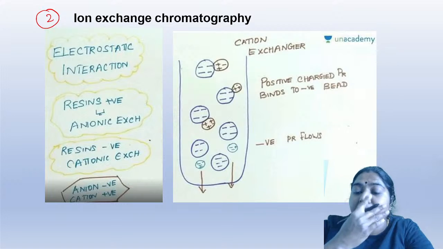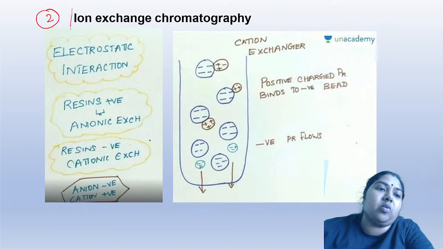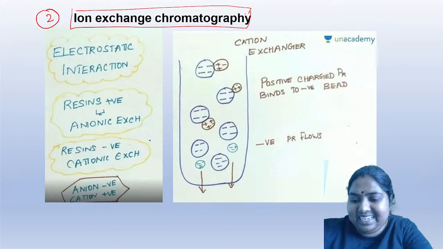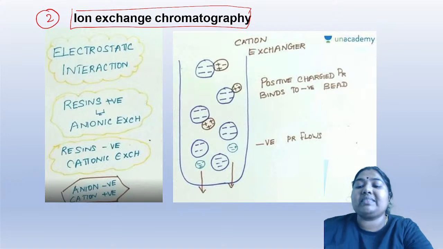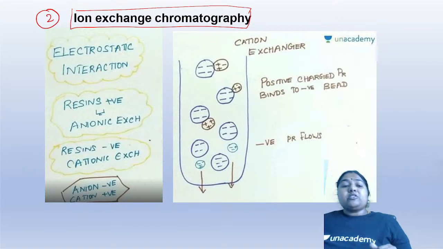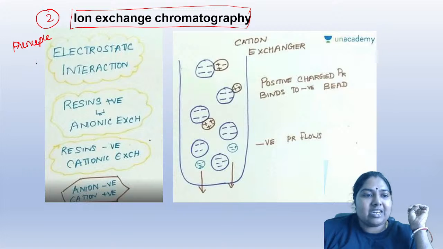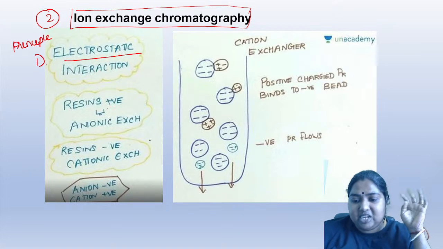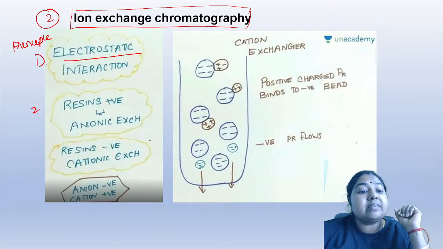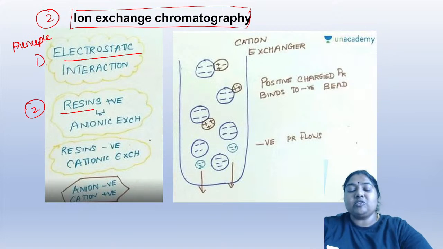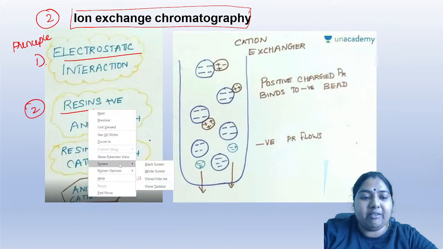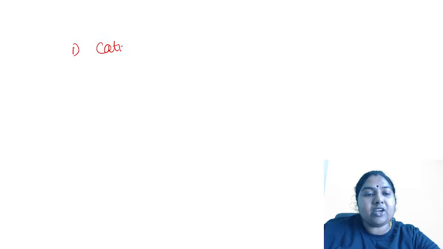Right. Good. So now we are making a move towards the second important chromatography. It is what is called your ion exchange chromatography. As far as this ion exchange chromatography is considered, the principle behind this method includes, number 1, the electrostatic interaction. Number 2, it is about the resins. This is a very, very important point that you have to understand. See here, you have a cationic exchanger.